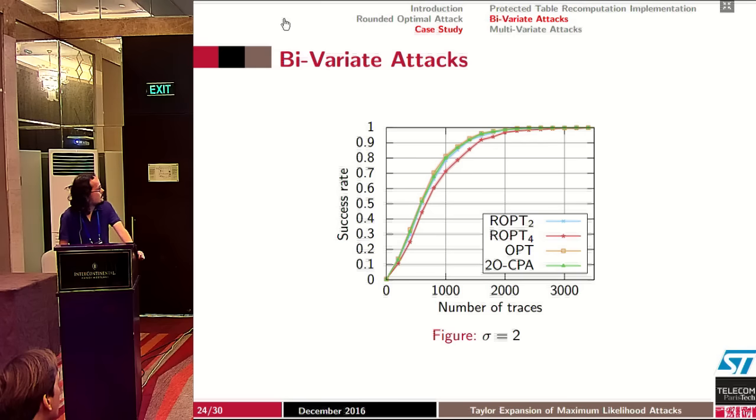Now, if the noise increases, for example, if sigma is equal to 2, we still have the success rate expressed in the number of traces. We can see that all the attacks perform similarly and are close to the optimal distinguisher.